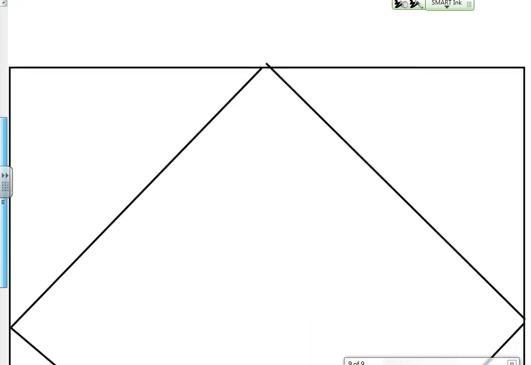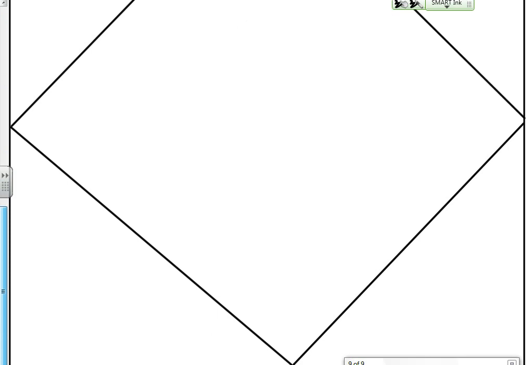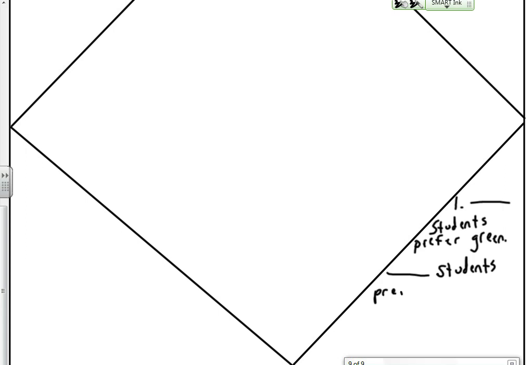So I've got our square diamond organizer that we're going to use. I first put my answer statement for the green. Blank students prefer green. Blank students prefer pink.